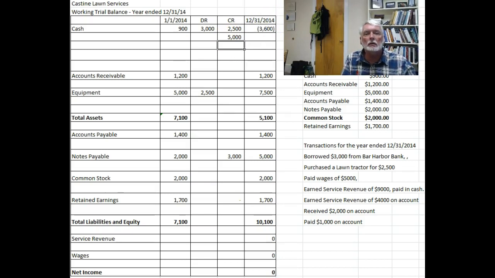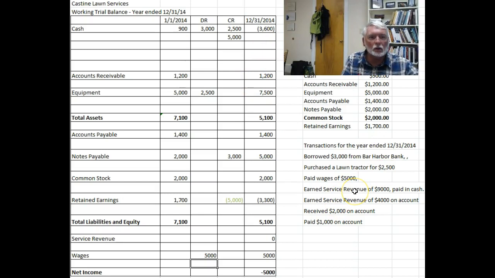And what is the other side of that? So we paid out cash of $5,000. What's the other side of that? Well, wages are an expense. So if we go down here, we're going to find a wage account, and we're going to debit an expense, which is a plus to an expense. So we have a $5,000 wage expense. We gave up cash, and we got services. We bought the services of our employees.